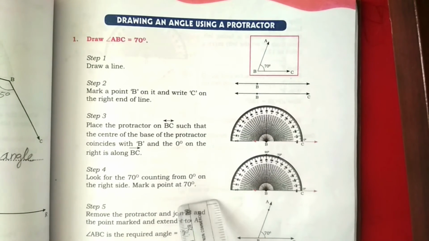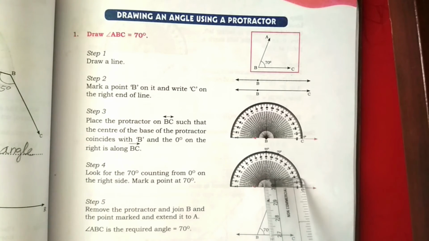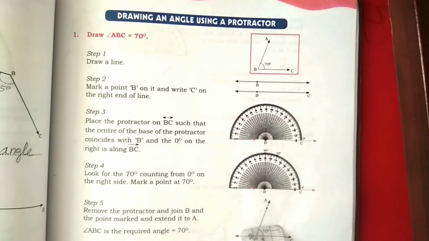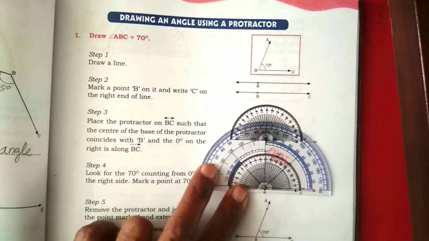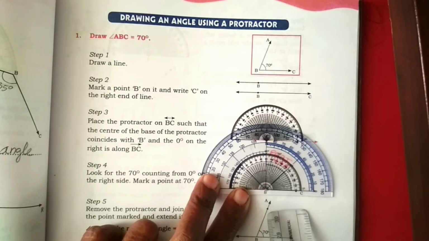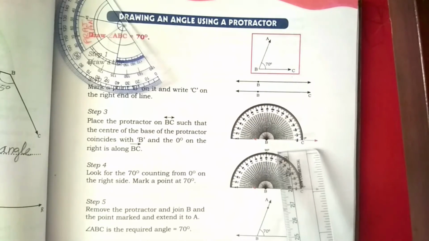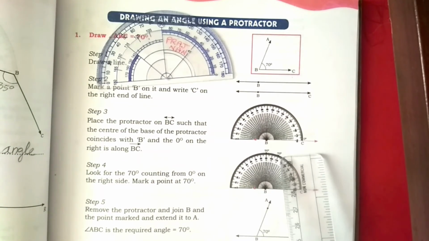Now step 4, look for the 70 degrees counting from 0 degrees on the right side. See, when we placed the protractor and we are looking for 70 degrees here, see here it came 70 degrees they have written. Here you can see very clearly.